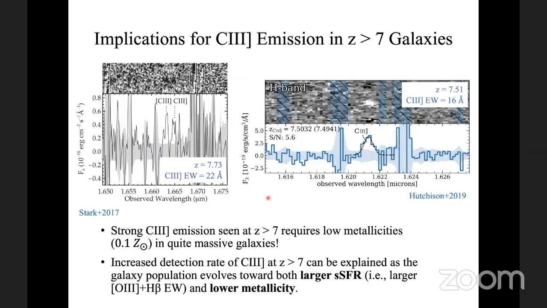So what this implies for the galaxies in the Reionization Era is that the strong carbon-3 emission found at redshift larger than 7 is also found in massive galaxies. Our results show that such strong carbon-3 emission also requires a very low metallicity, say 0.1 solar metallicity, in these massive galaxies. So this indicates that this strong carbon-3 emission can be explained by the galaxy population shifted toward both a larger specific star formation rate, which is a larger O3 plus H beta equivalent width, as we heard from Ramesh, and also lower metallicities, say 0.1 solar metallicity.